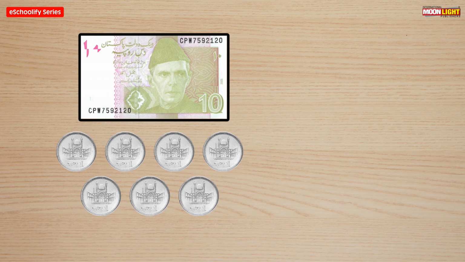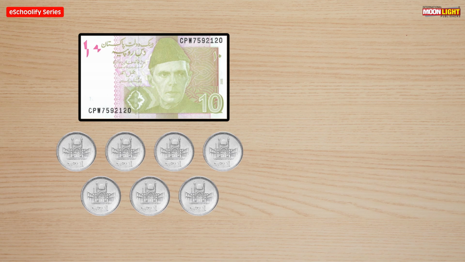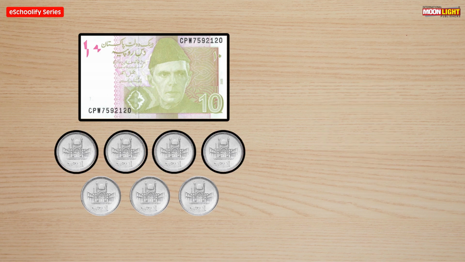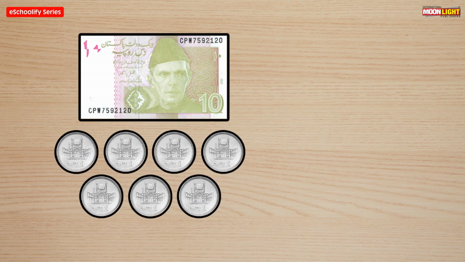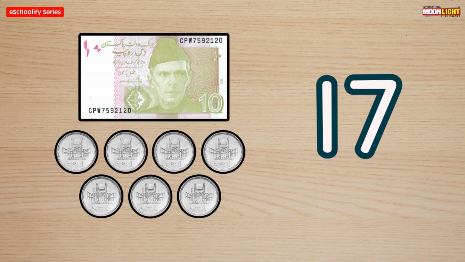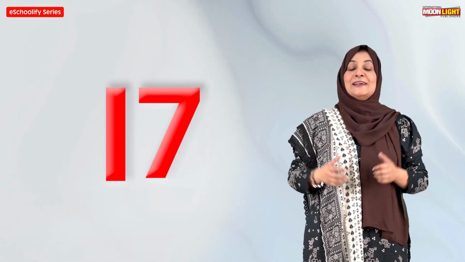Here is 10 rupee note and 7 coins. Let's count with me. 10. 10 and 1, 11. 10 and 2, 12. 10 and 3, 13. 10 and 4, 14. 10 and 5, 15. 10 and 6, 16. 10 and 7, 17. Very good.